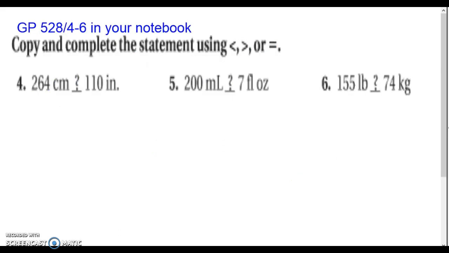Okay, I want you to try these 3 on your own. When you are done, you can replay and check your work.